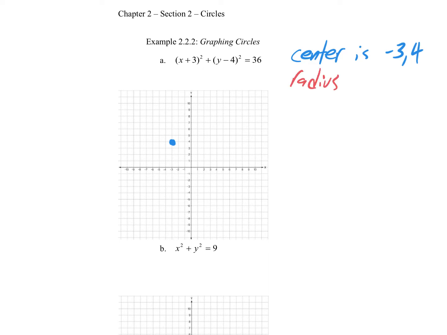Okay, and then the radius is going to be 6 in this case because 36 is r squared. And so we take the square root and we get 6. Now let's go ahead and draw this on our graph, and what we're going to do is mark 6 spaces in each direction. So 6 to the right will put me at 3. 6 to the left is going to put me at -9. Then 6 up is at positive 10, and then 6 down is going to be at -2.